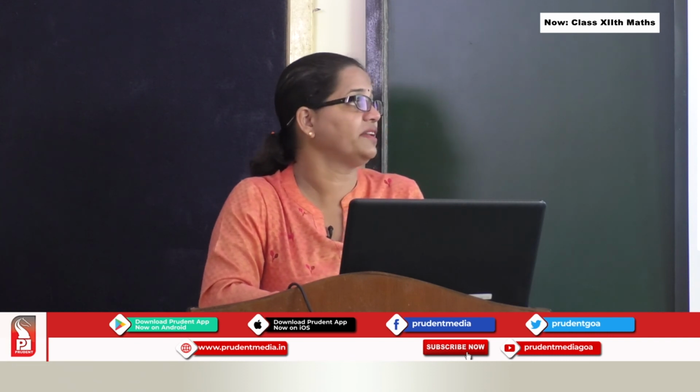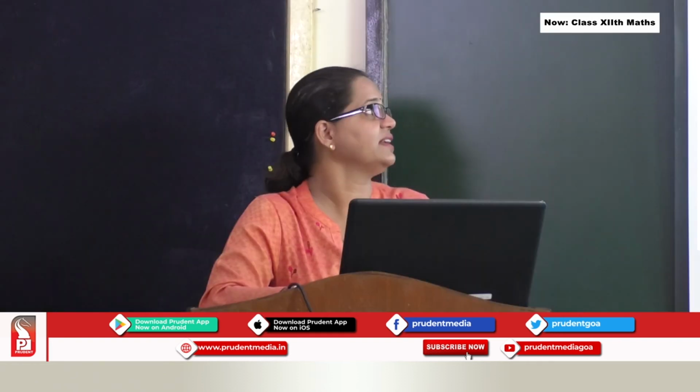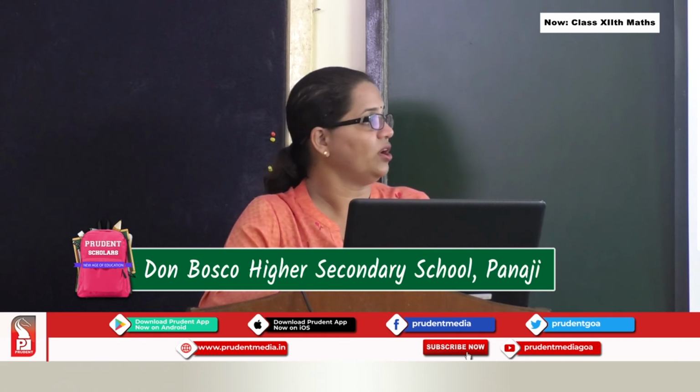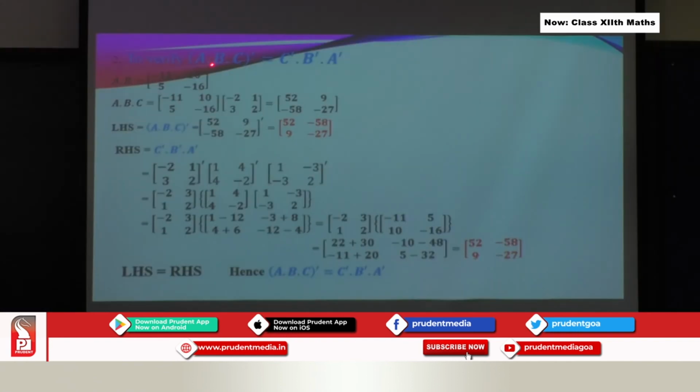They are square matrices. So I am getting the answer as this after using proper protocol. Here I am getting this matrix as my RHS, and this matrix as my LHS. Are they equal? Just observe, yes. So I am getting LHS equal to RHS. Hence A into B the whole transpose is equal to B transpose into A transpose. It is verified. Let's go to the second one. I am talking about the second one.